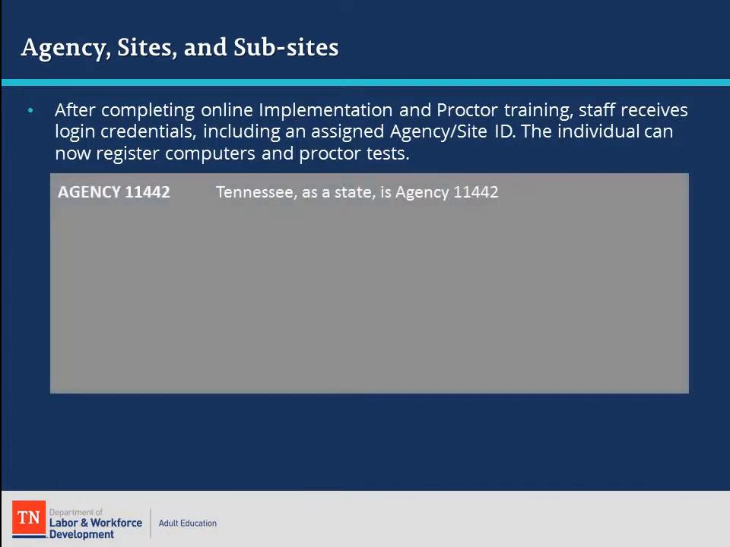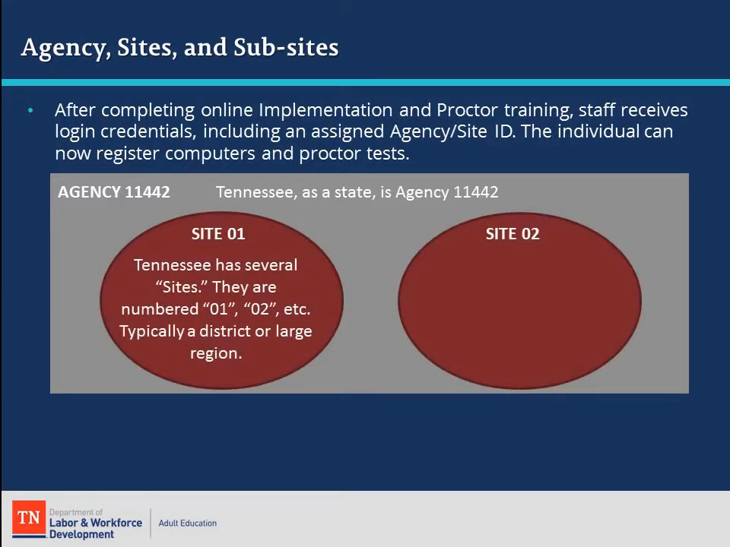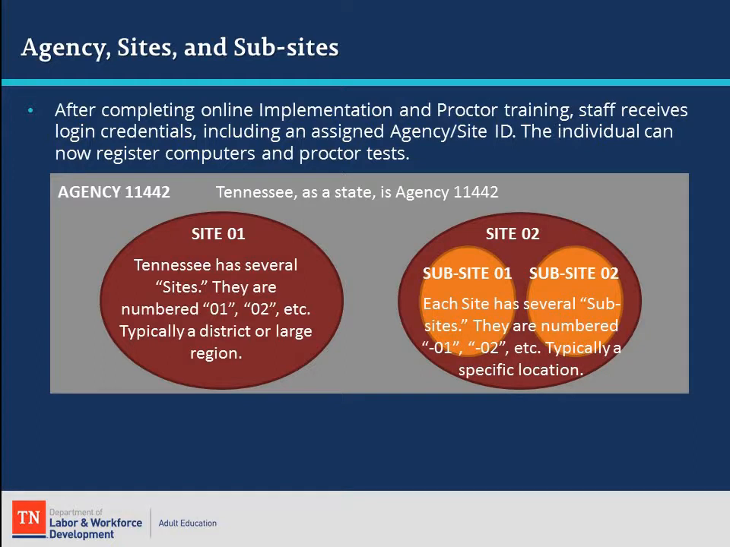How this is set up, though, again with agency, sites, and subsites, looks like this. Tennessee is the overarching agency. We are agency 11442. Within Tennessee, we have several sites, and they are numbered 01, 02, and so forth. Typically, a district or large region is what constitutes a site. Within a site, we have several subsites, and they are numbered -01, -02, and so forth. And typically the subsite is a specific location, a specific building within that larger site, the larger region.